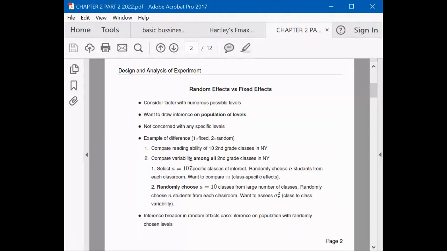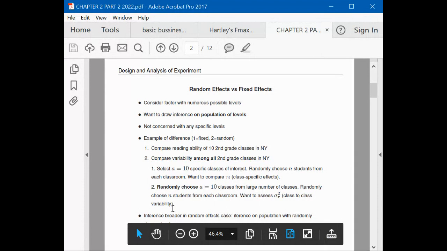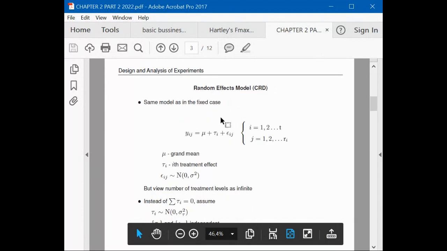Compare the variability among all second grade classes in New York. This one is called what? A random effect model. But you don't have to worry about doing all these experiments, because your focus should be on how to test for model 2, which is the random effect model. So please go through this note.